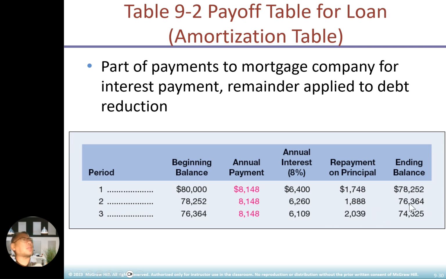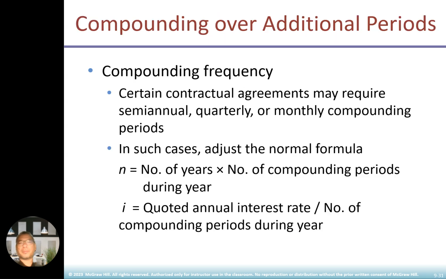You do an annual payment here of 8148, annual interest 6260, principal repayment 1888, and the ending balance is 76364. Then the ending balance of period 2 becomes the beginning balance of period 3. You do the annual payment again, the same number. The annual interest will be 6109, repayment on principal will be 2039, then you get the ending balance of 74325.